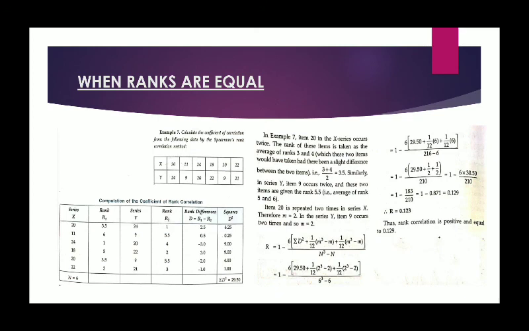And there are some demerits as well. The first one, it is unsuitable for grouped data. We have done individual series only. We have not done any group data. So rank correlation method cannot be used for computing correlation in case of group data.